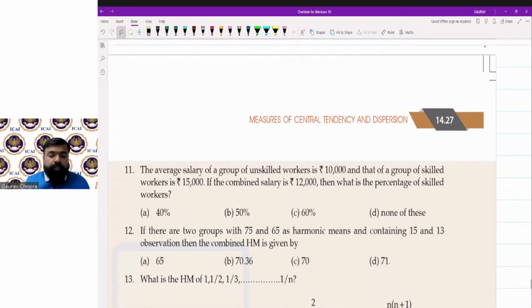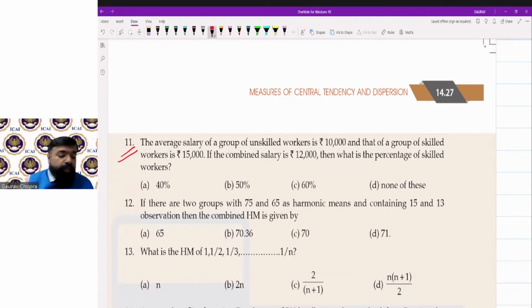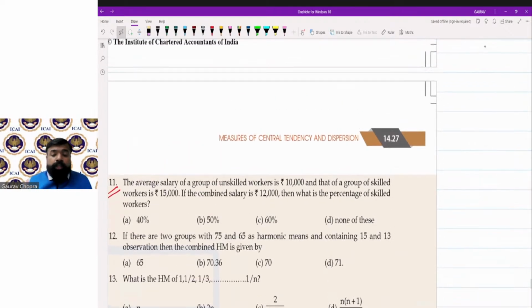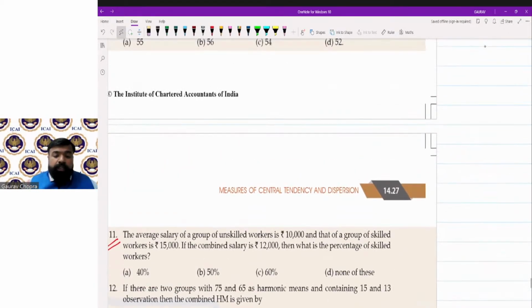This similar question we have done. Yes, 11th one. Let's try this. This is a different one. The average salary of a group of unskilled workers is 10,000 and that of a group of skilled workers is 15,000. So there are two groups here, one is skilled and the other is unskilled.